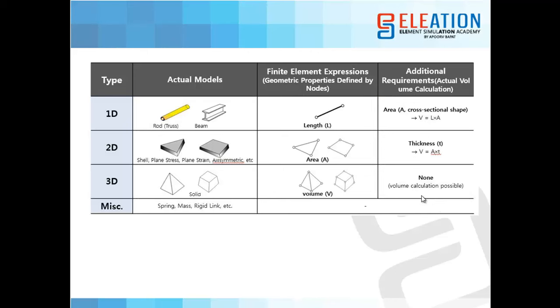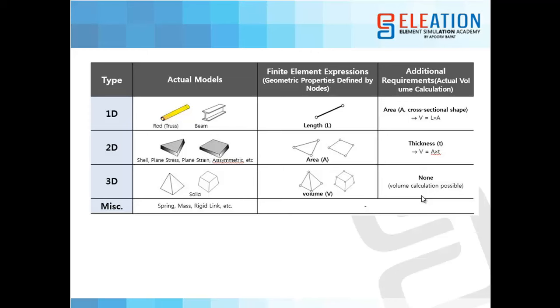Say for example, my actual model is a rod or a beam structure. So the length of this component is very large as compared to its cross sectional area. What we can do is create 2 nodes at the ends of the structure and join those 2 nodes to create the length of the element. So the finite element expression for these types of problems is defined by using the length of the element that is connecting the 2 nodes.